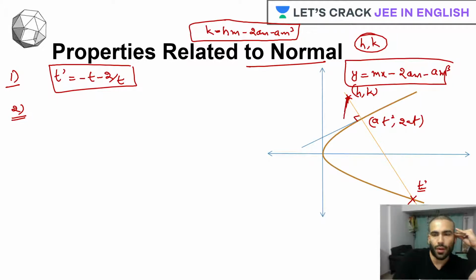So let's say one could be this, another could be this. So we have three normals, because we are going to have three values of m. Now these points on the parabola where we are drawing the normals are called co-normal points.